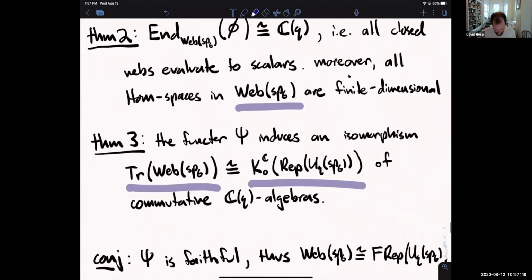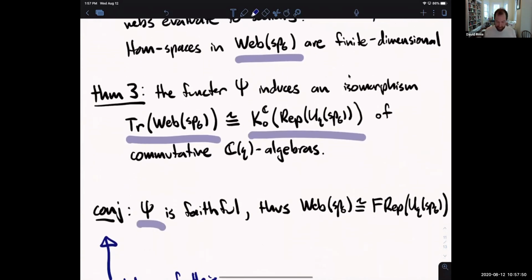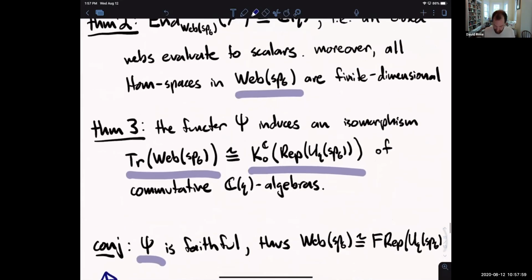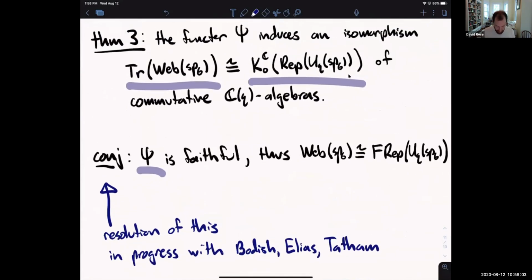Great. And of course, we conjecture that this functor is faithful. That's the one thing left in showing that these are actually the same, equivalent categories. We conjecture this is faithful. And I should say that resolution of this is in progress with this cast of characters.